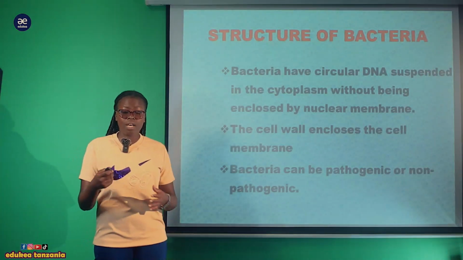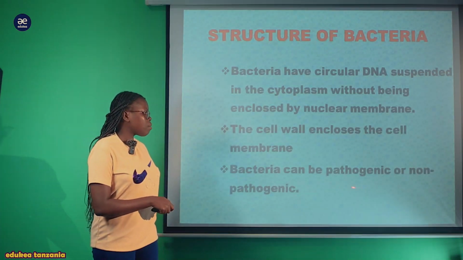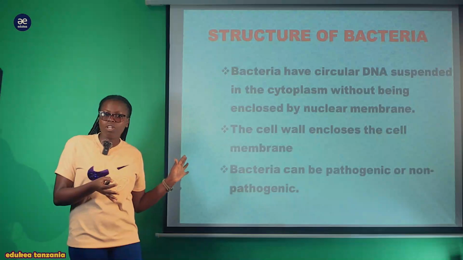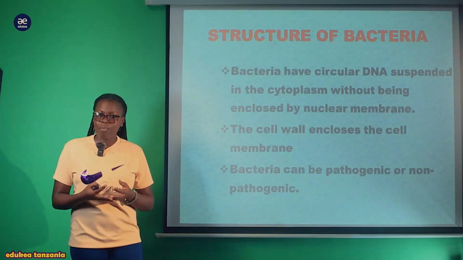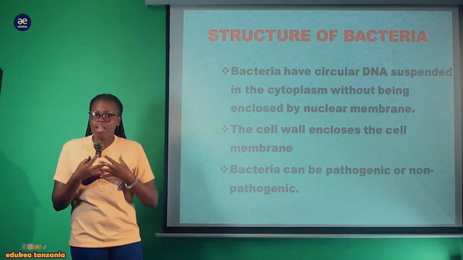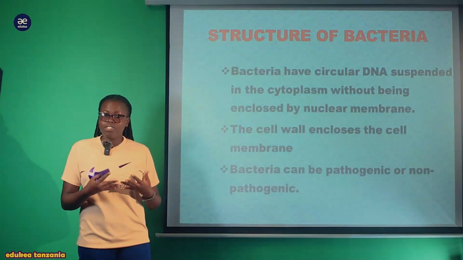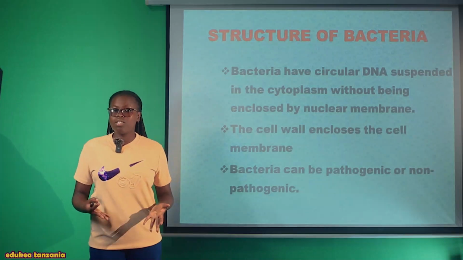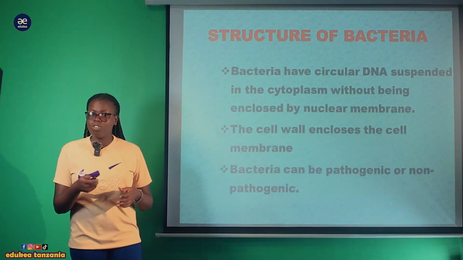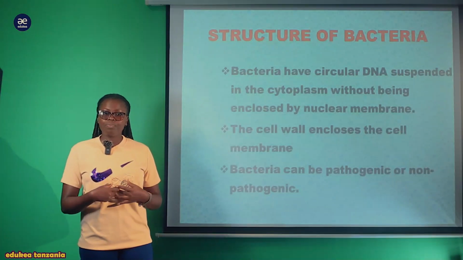Also, bacteria can be pathogenic or non-pathogenic. There are some bacteria which are pathogenic, meaning they cause disease. For example, Vibrio cholerae, and Salmonella typhi, which causes typhoid. These are pathogenic. Also, there are some non-pathogenic bacteria which are harmless. An example is bacteria in the human intestine whose function is the production of vitamin K, which is important for blood clotting, as well as vitamin B12, both necessary for body functioning. Also there are non-pathogenic bacteria found in the stomach of ruminant organisms, the herbivores that eat grass, which help in the digestion of cellulose.